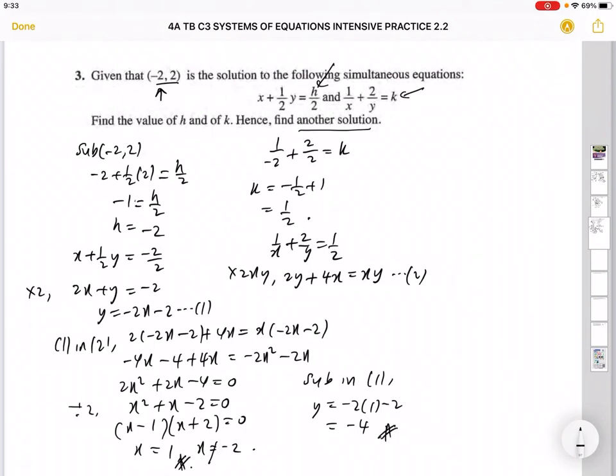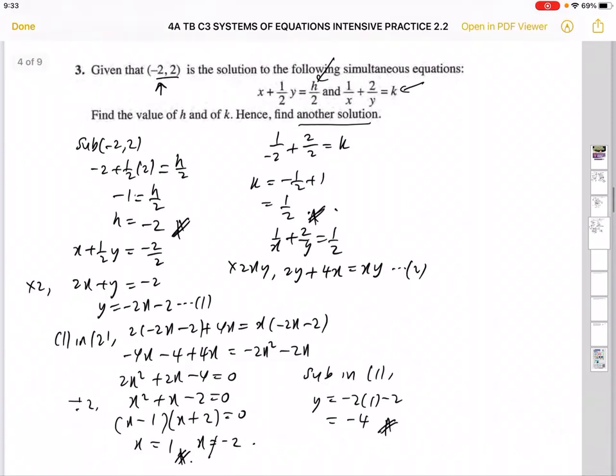The value of h is -2. The value of k is half. Okay, so that is for question number 3. Okay, moving on to question number 4.